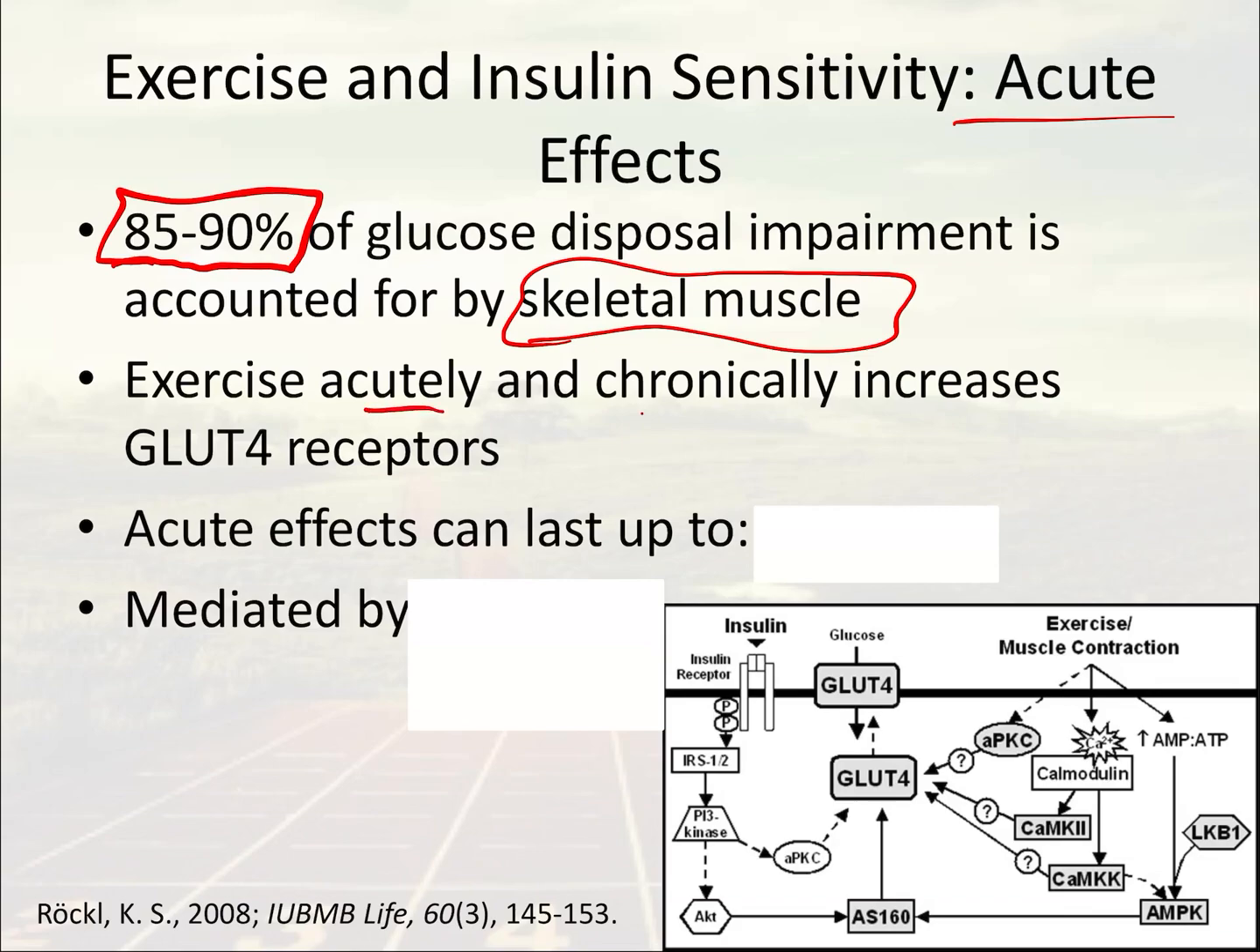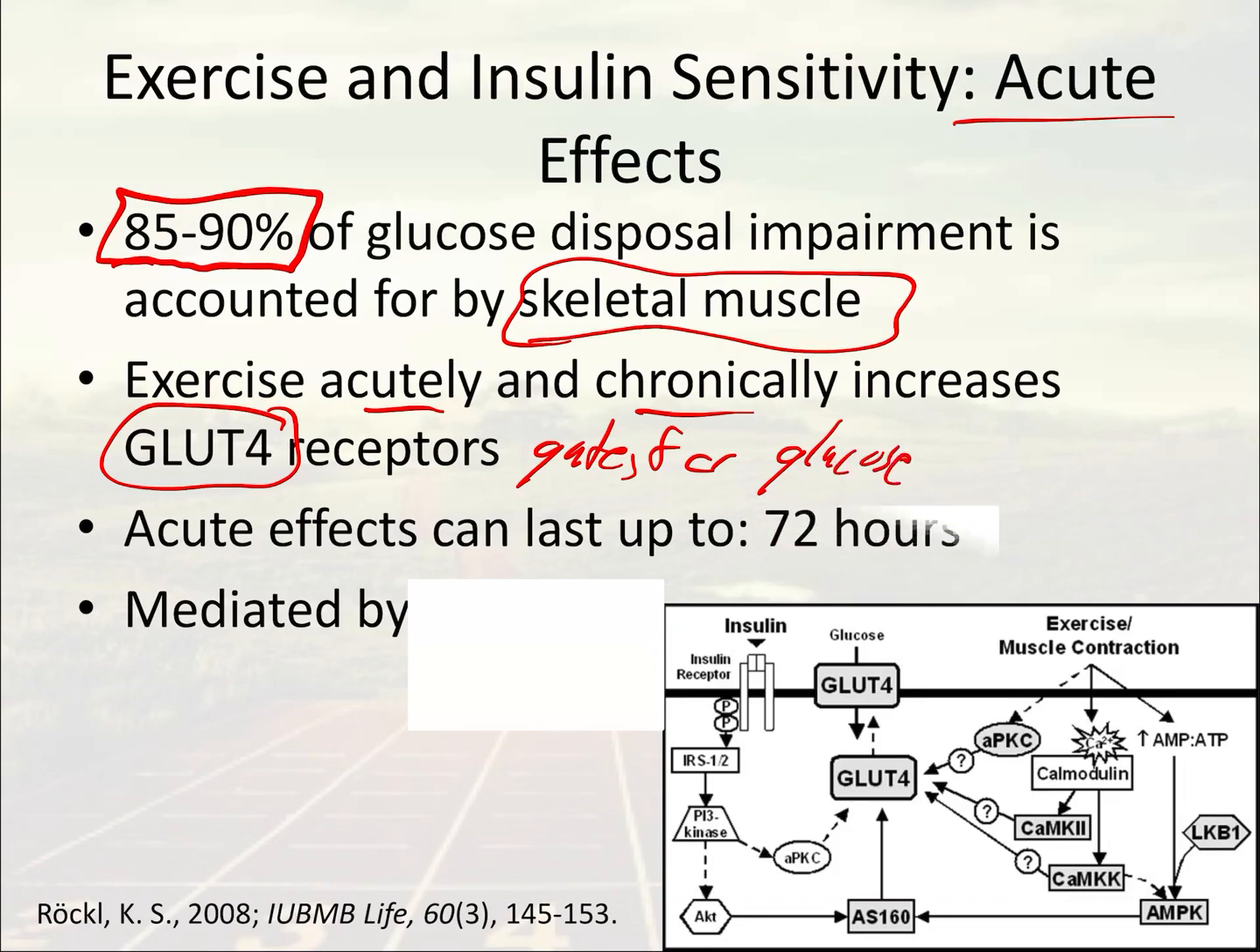Exercise both acutely and chronically increases GLUT4 receptors. GLUT4 receptors are the gates for glucose to get into cells. All right, so the acute effects can last up to 72 hours. So one bout of exercise can increase your sensitivity to insulin for 72 hours and decrease your glucose levels for 72 hours. That's 3 days, right?